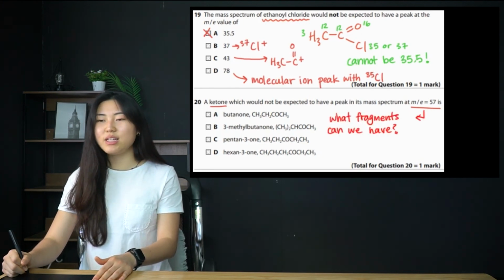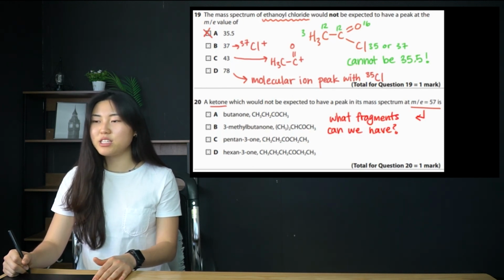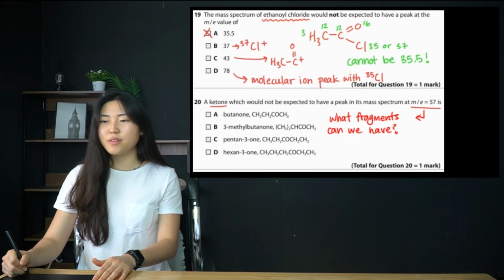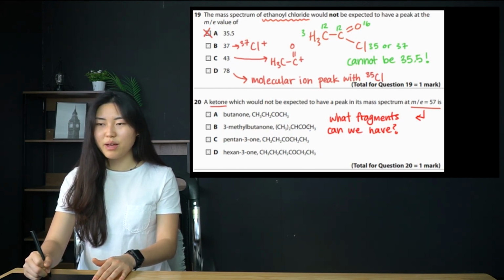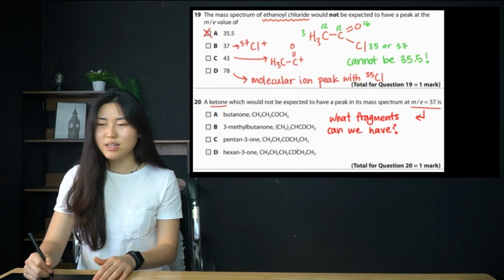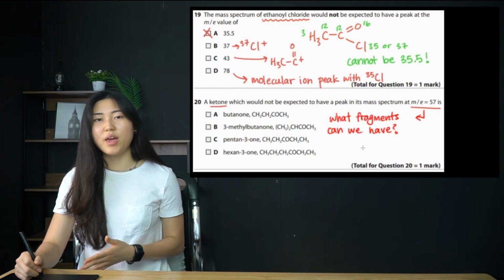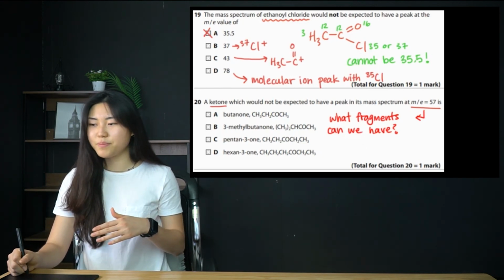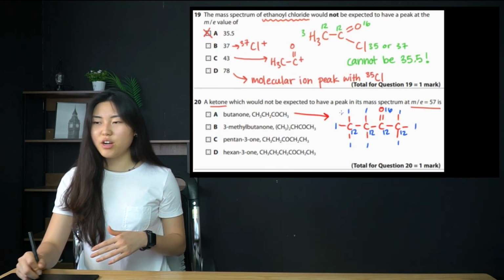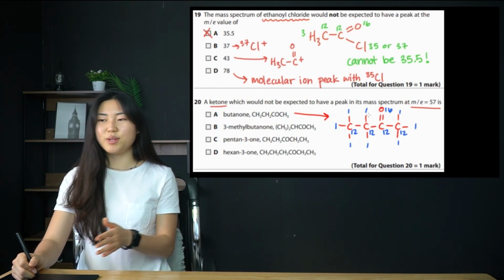With 20, a ketone which would not be expected to have a peak in its mass spectrum at mass charge ratio 57 is, so we have the choice compounds. We have butanone, 3-methylbutanone, pentanone, and hexanone. So we need to ask ourselves, what fragments can we have in these compounds? So with butanone, I just drew out the displayed formula. I was lazy to draw all the hydrogens, but you get what I mean.